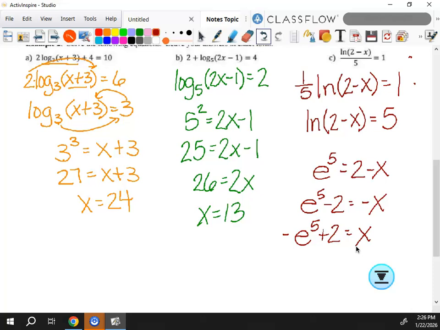Any questions at all? So these are very simple, so you got to make sure that you understand these 100% before I put more stuff in there. Any questions at all? Awesome.